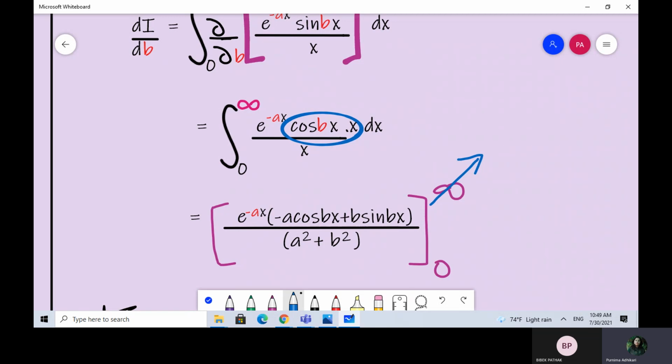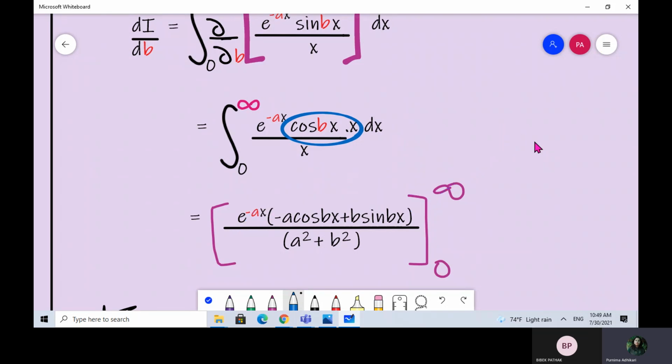Okay, so apply infinity. What do you get? Quickly. What is e to the power minus infinity? 0. And 0 into all of this, this is a bounded function, because whatever the value of x, the value of cos bx and sin bx lies between -1 and 1. So that is why 0 into a bounded function is 0.